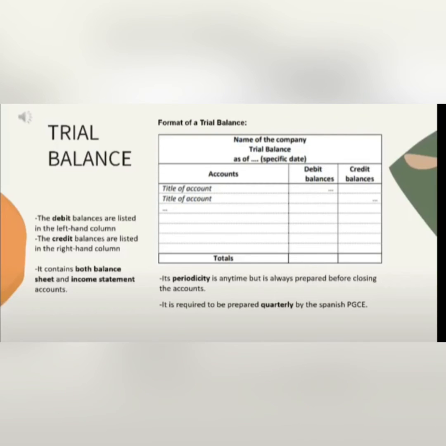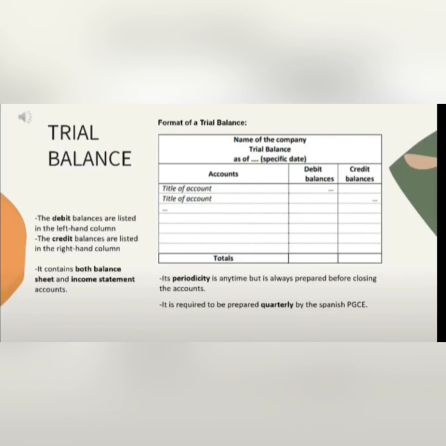Hi, my name is Alejandro Peñaranda, and I'm going to talk about the trial balance. The trial balance is a list of the names and balances of all the accounts that appear in the ledger. It contains both the balance sheet and the income statement accounts, so we can find the assets, liabilities, and equity, but also the revenues and the expenses. The debit balances are listed in the left-hand column and the credit balances in the right-hand column. The totals of the two columns should agree. Therefore, the trial balance proves the equality of the debit and credit entries in the company's accounting system.